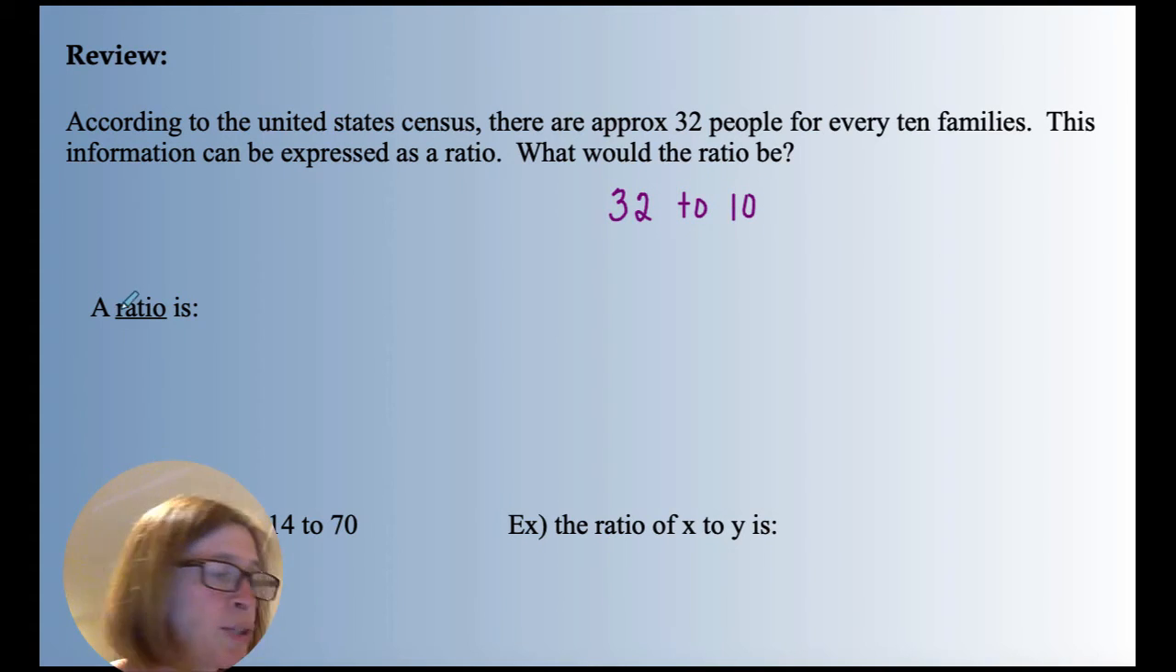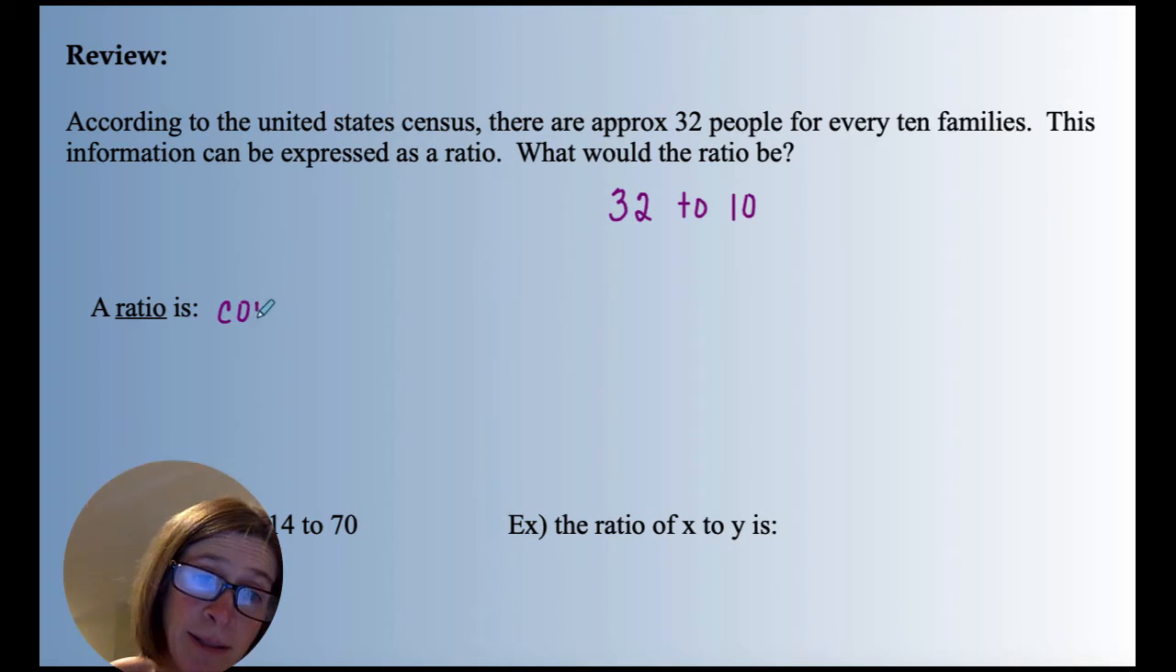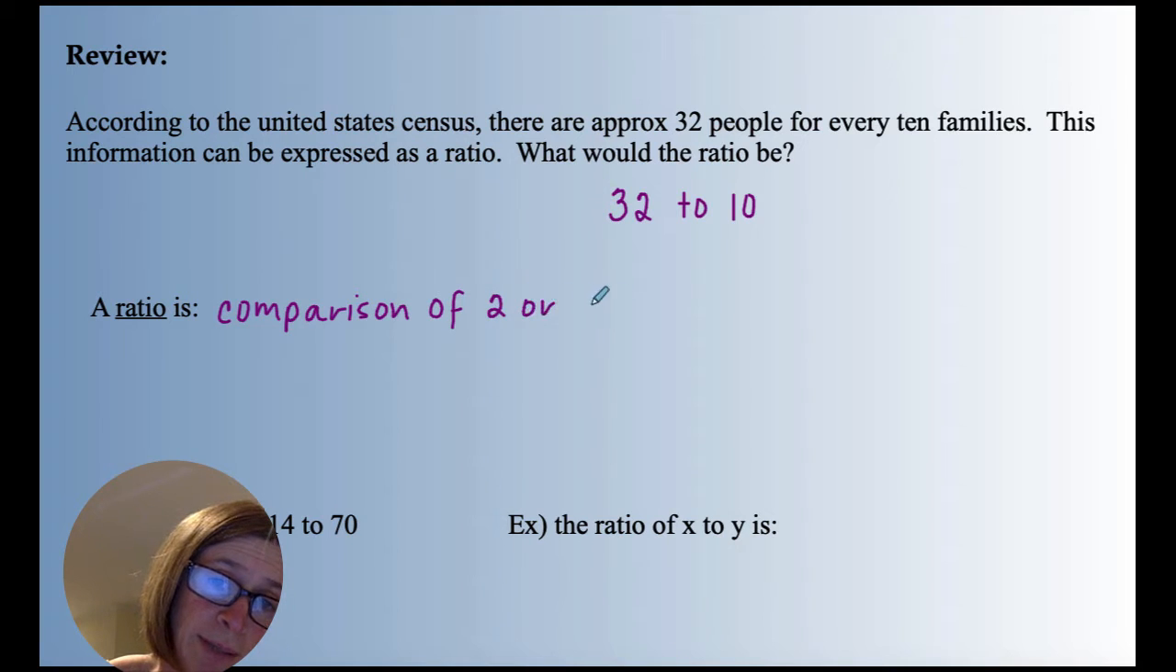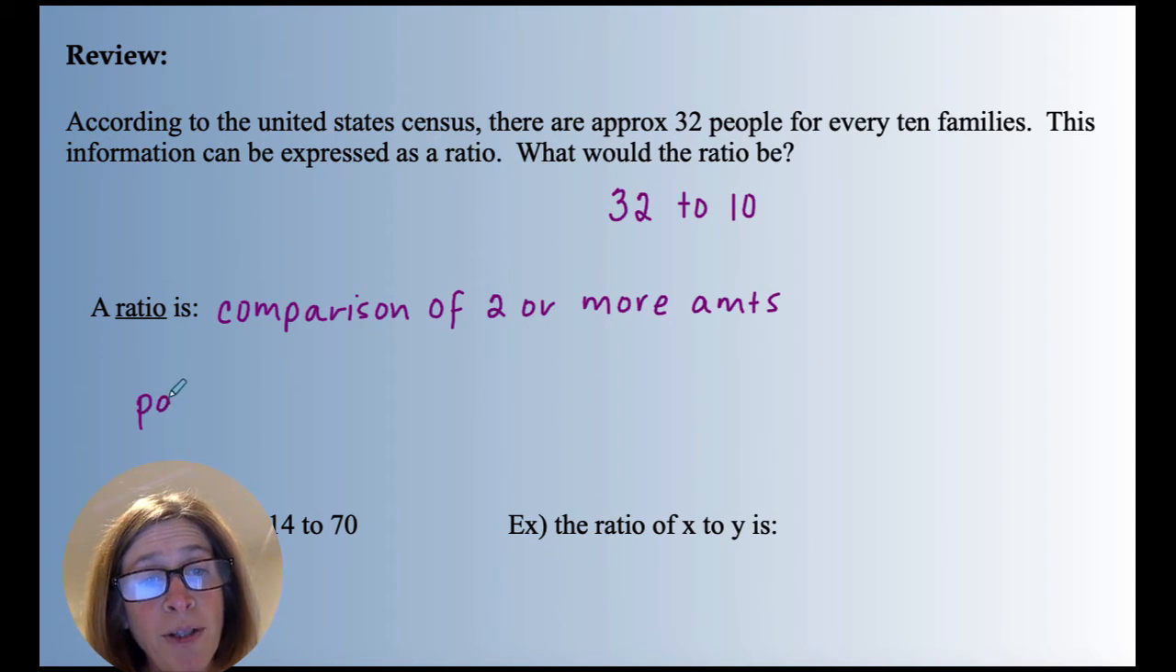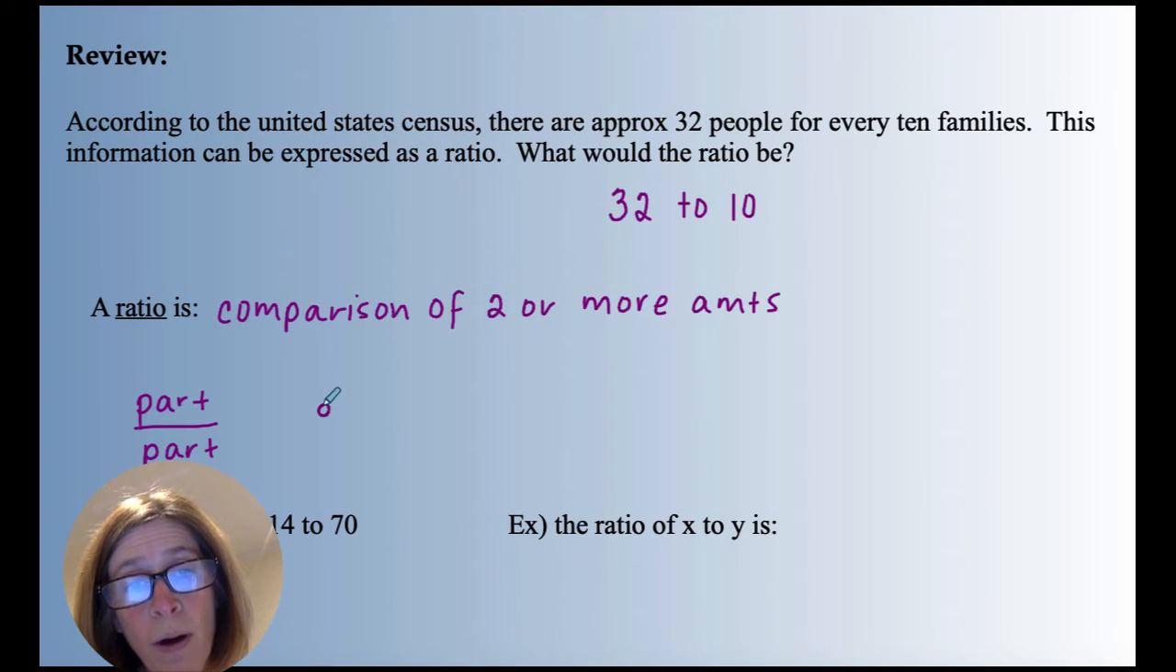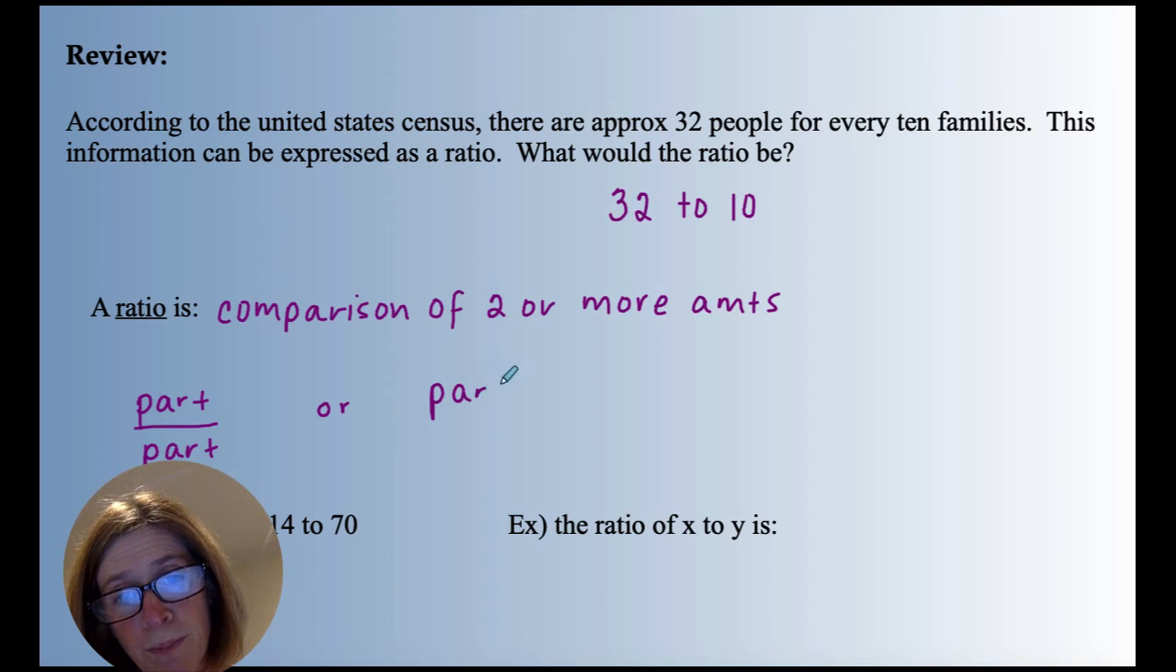A ratio is really just a comparison of two or more amounts. And ratios can be expressed in two ways. You could have a part-to-part relationship or a part-to-whole. And here's what I mean.